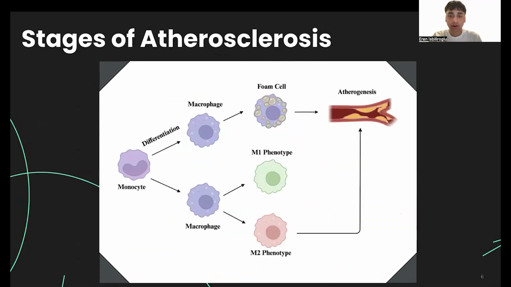Here is a diagram of how monocytes differentiate into macrophages, a certain type of cell, and either contribute to or fight against the inflammation in the artery. The M1 phenotype fights inflammation, while the M2 phenotype plays a role in its buildup. Foam cells develop from the absorption of any type of fatty compound like lipids by macrophages, which, as I said before, does also contribute to atherosclerosis.